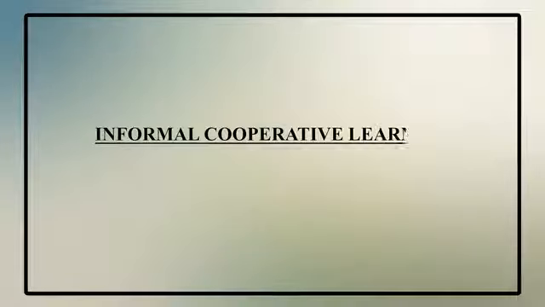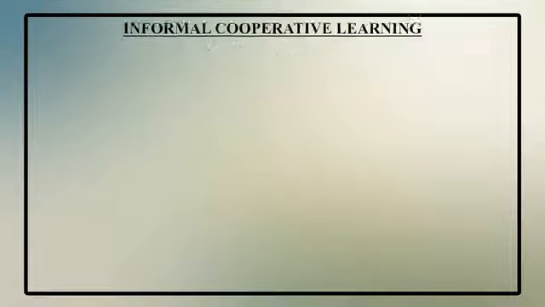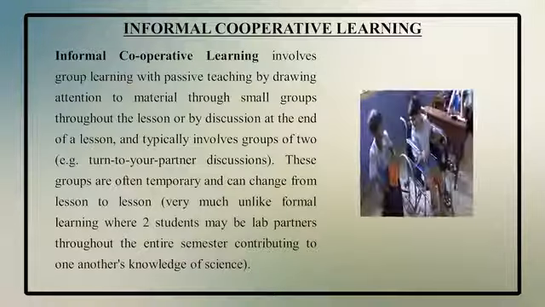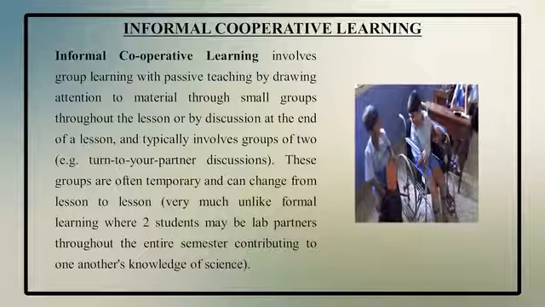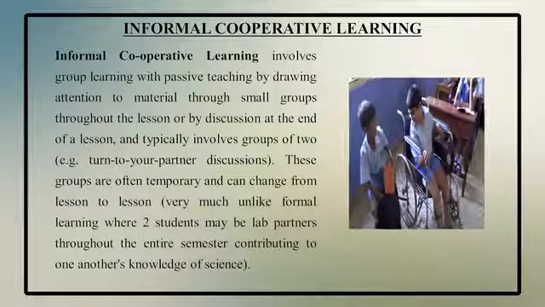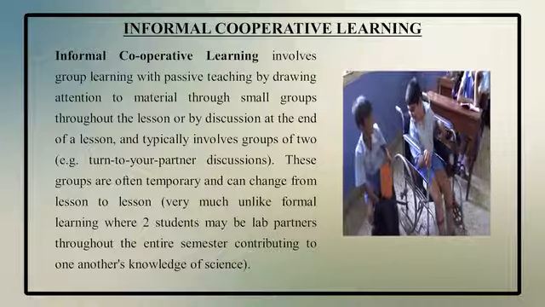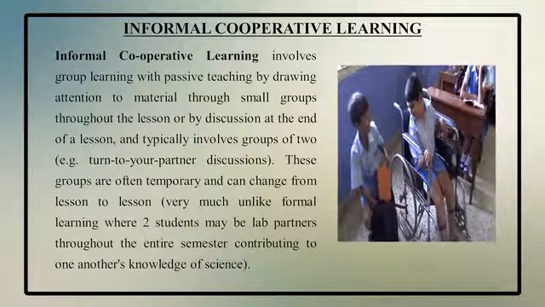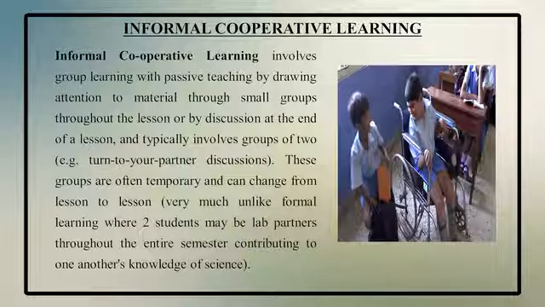Now we come to informal cooperative learning. It involves group learning with passive teaching by drawing attention to material through small groups throughout the lesson or by discussion at the end of a lesson, and typically involves groups of 2, that is turn to your partner discussions. These groups are often temporary and can change from lesson to lesson, very much unlike formal learning, where 2 students may be lab partners throughout the entire semester, contributing to one another's knowledge of science.